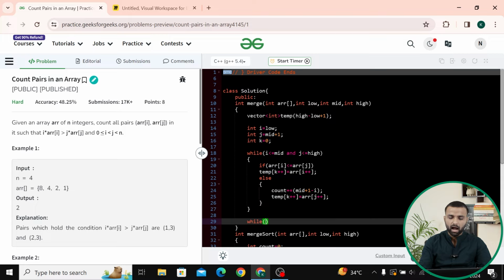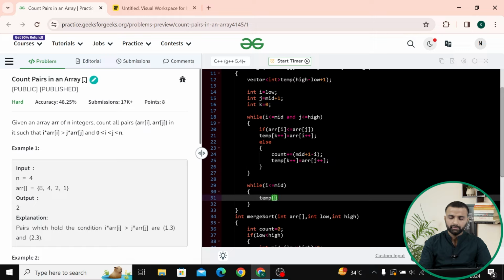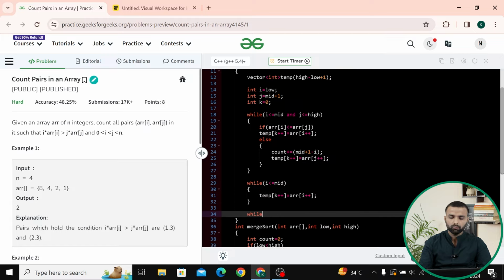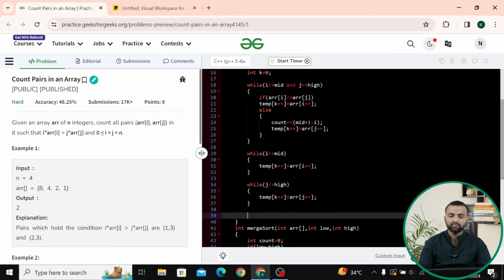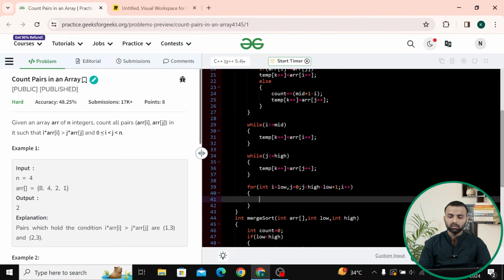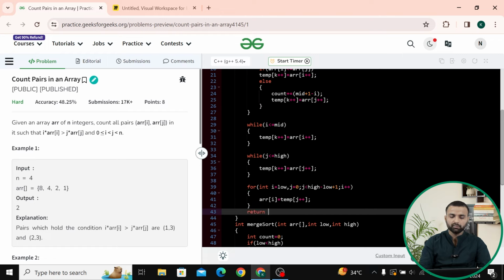Now what's remaining? We have to add that: temp of k plus plus is equal to array of i plus plus. Same for the right side part: temp of k plus plus is equal to array of j plus plus, right? Now at the end, we just update my original array using the temporary array. So here my i is pointing to low and j is pointing to 0, and j is running till the size of the temporary array, which is high minus low plus 1, and here we are adding i plus plus, and array of i is equal to temp of j plus plus. Simple. At the end we just return my count part.